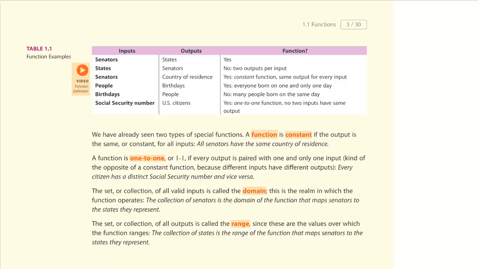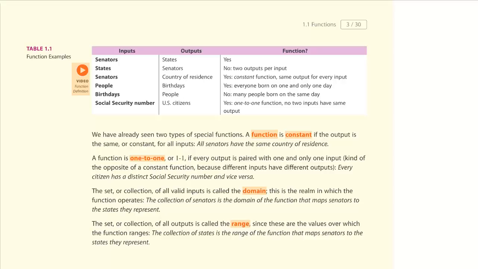All right, what about Social Security numbers? Well, if you put a Social Security number in, since everybody has a unique one, there's only one person tied to that, and that's going to be good. That's going to be a function. What if you switch it around and put the U.S. citizen in and then ask for the Social Security number? That's also going to be a function.